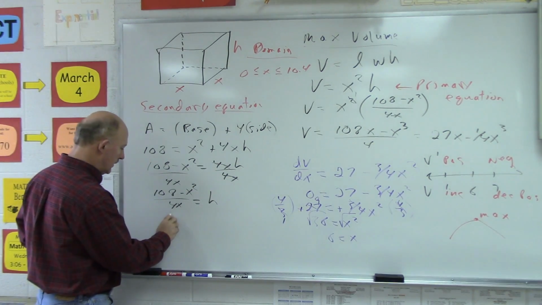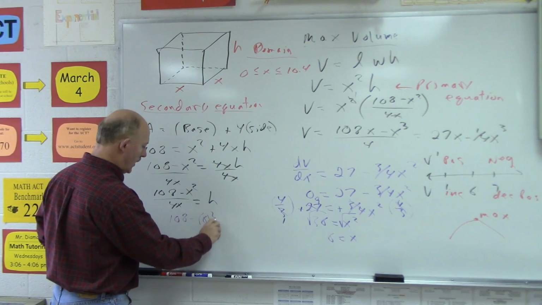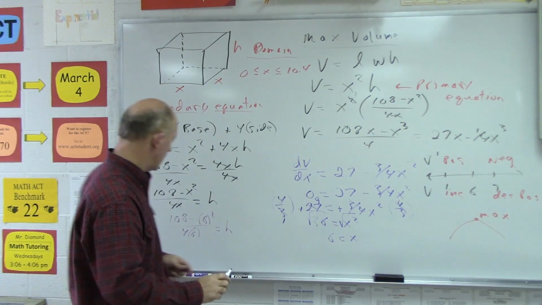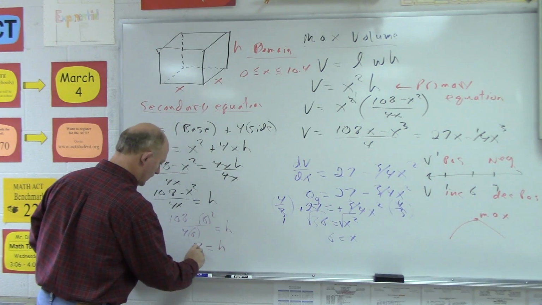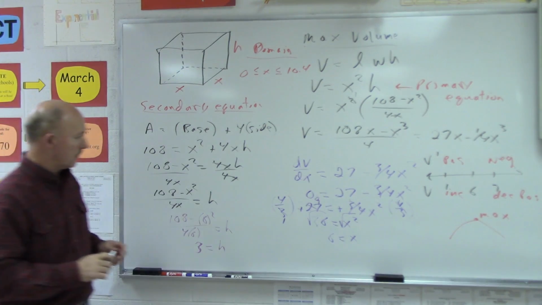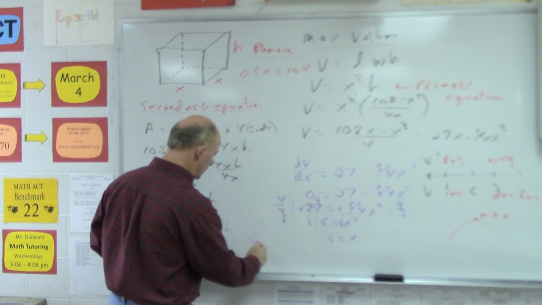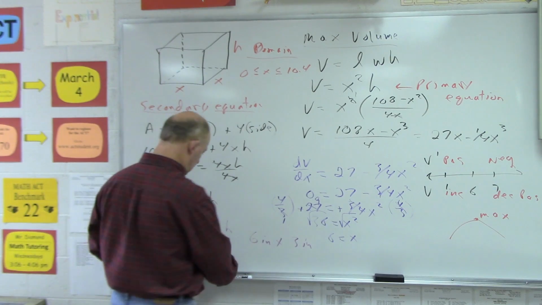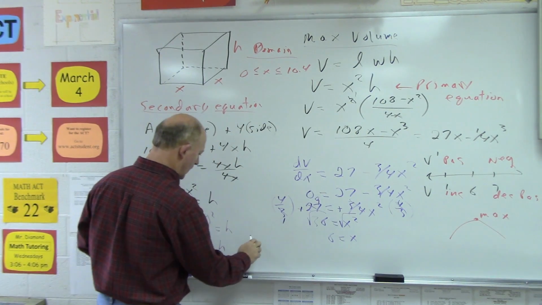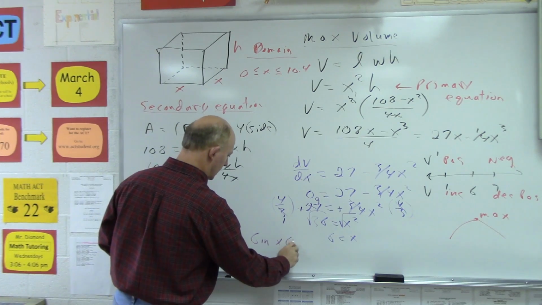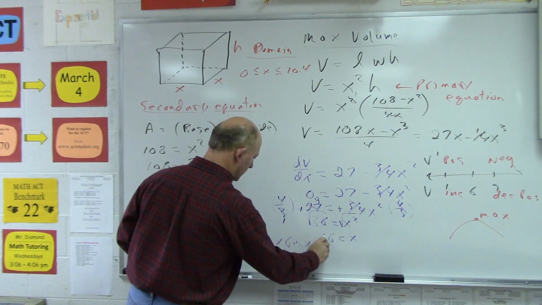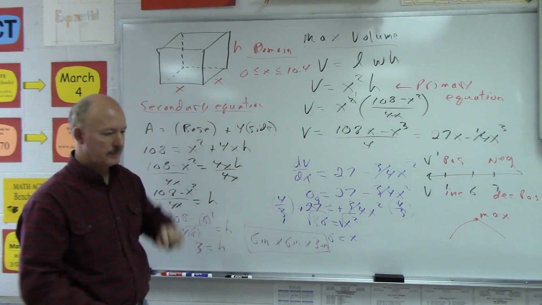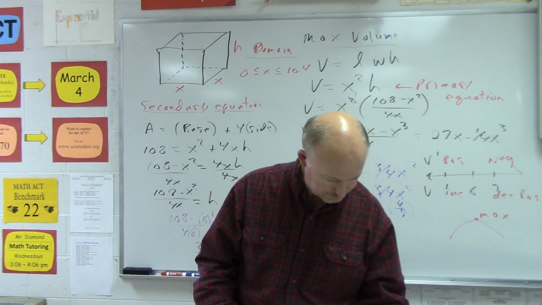So x is 6, so this should be 108 minus 6 squared divided by 4 times 6. Okay, this will give us our height. In this case, our height will be 3. So the dimensions, this will be in inches, I believe. So it'll be 6 inches by 6 inches by 3 inches. That's going to be the dimensions of our box, so 6 by 6 by 3.